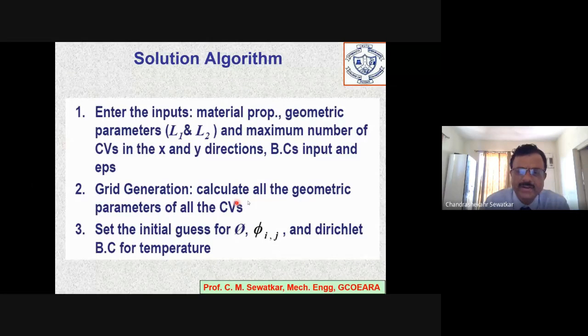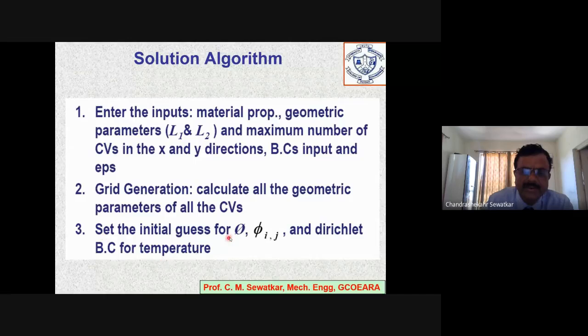So in grid generation, we calculate all the geometric parameters, which consist of X and Y coordinates of cell centers, sizes of the faces, areas of the faces, distances between neighboring cell centers and the cell center under consideration, and the volume of all the cells.